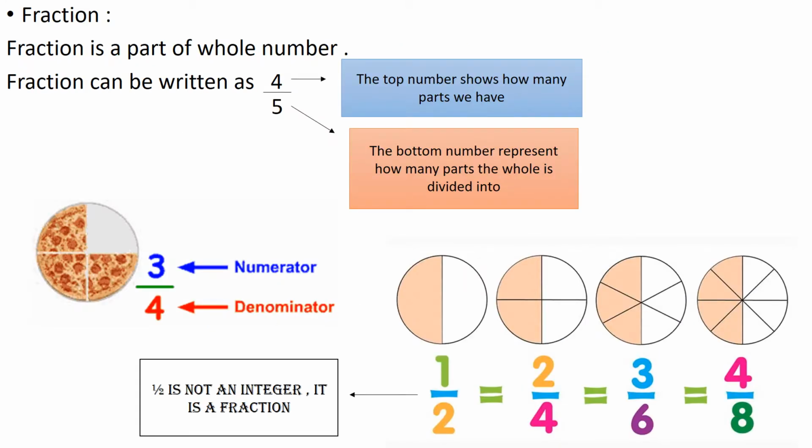Now, a fraction is a part of a whole. A fraction can be written as 4 over 5. So the 4 is the numerator and the 5 is the denominator. The numerator shows how many parts we have, and the denominator shows how many parts make up the whole object. Right here you can see the diagram of the pizza. We have 4 pieces in total, so 4 would be the denominator as it's the total, and 3 we have left, so 3 is the numerator.